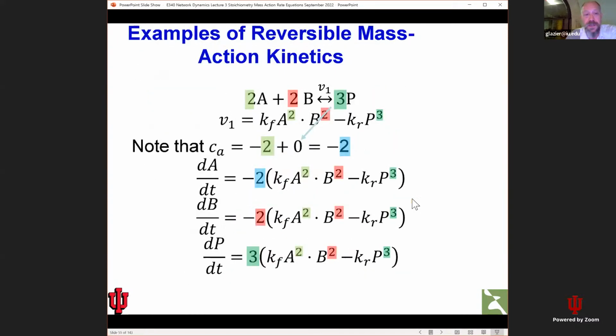If I go to the second one, I get V2 is kf A squared times B squared minus kr P cubed. So I have a different rate law. My velocities are fundamentally different. My prefactors, -2 and 3, are the same. So the V is different, but the prefactor is the same.